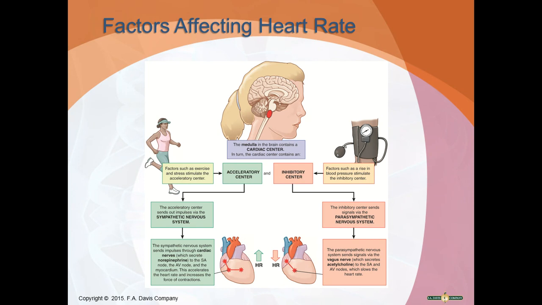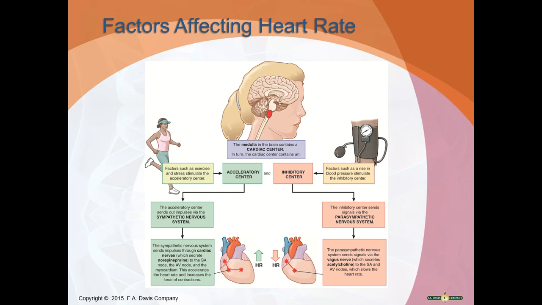Although the heart generates and maintains its own beat, the nervous system can alter the heart's rhythm and force of contractions. If you look here, it talks about the medulla in the brain center, and the brain contains a cardiac center. In turn, the cardiac center contains an acceleratory center and an inhibitory center. Factors such as exercise and stress stimulate the acceleratory center, and factors such as a rise in blood pressure stimulate the inhibitory center.